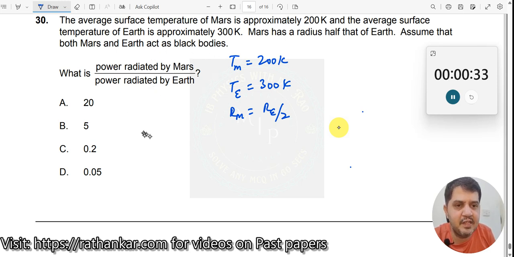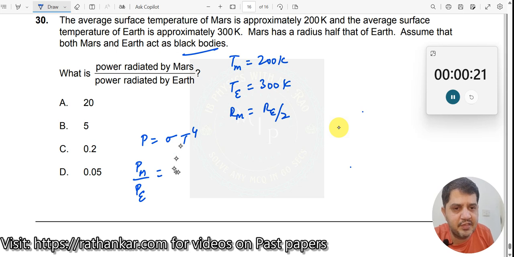So which law? Stefan-Boltzmann's law, right? So P is equal to sigma T power 4. Okay, assuming black body, so emissivity is equal to 1. So therefore, now what I will do is I will write this as P Mars divided by P Earth is equal to sigma T Mars power 4.